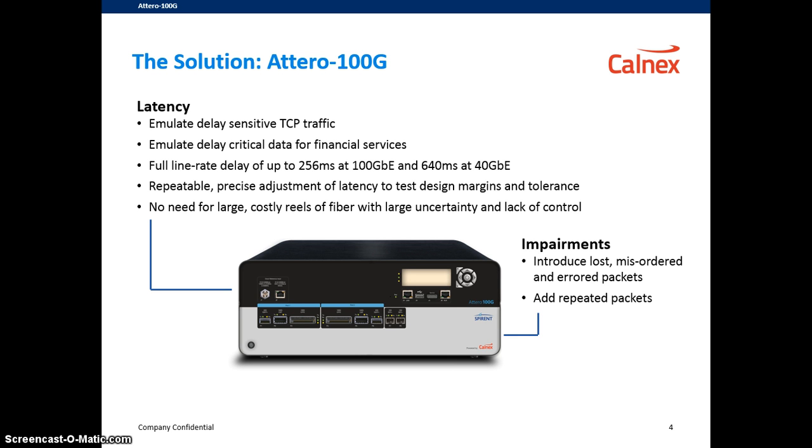You can add impairments by introducing lost, misordered and errored packets, adding repeated packets, and for interfaces you've got 100 gigabit Ethernet, CXP, CFP2, and for 40 gigabit you've got QSFP+ interfaces.